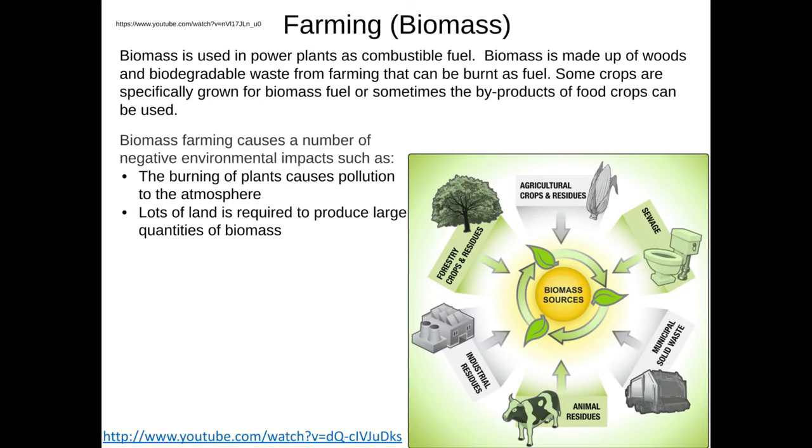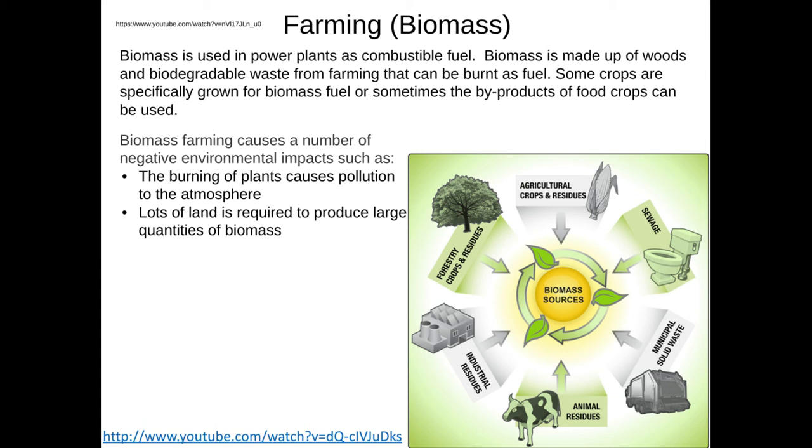The last source would be farming through biomass. This is the last material source that we can use for energy. Now, biomass is the process of using the leftovers of crops, so the leaves and the sheaths from corn, for example, that would normally just be thrown away. This can be burnt to create heat, and the heat energy can boil water and turn turbines to create electricity. So that residue can be used to create energy.